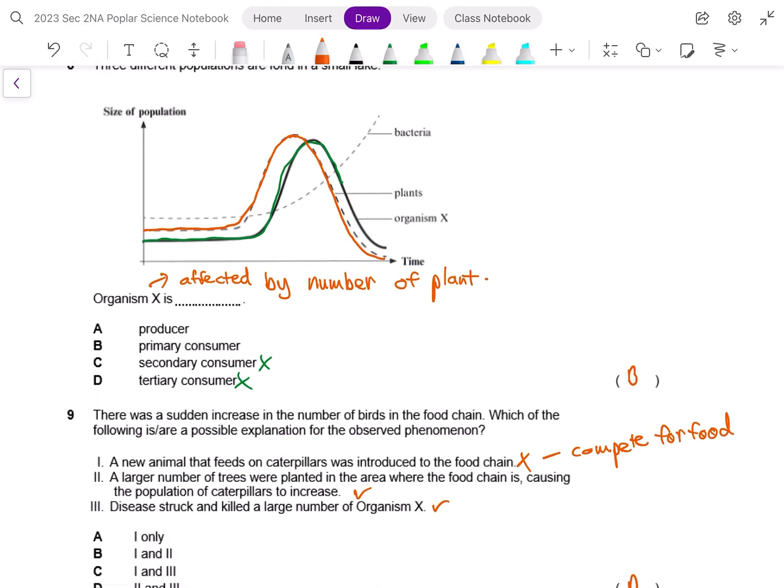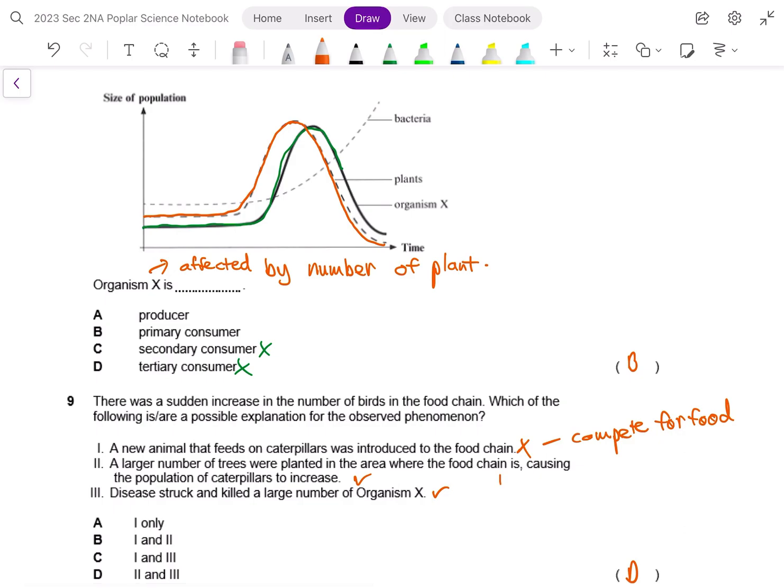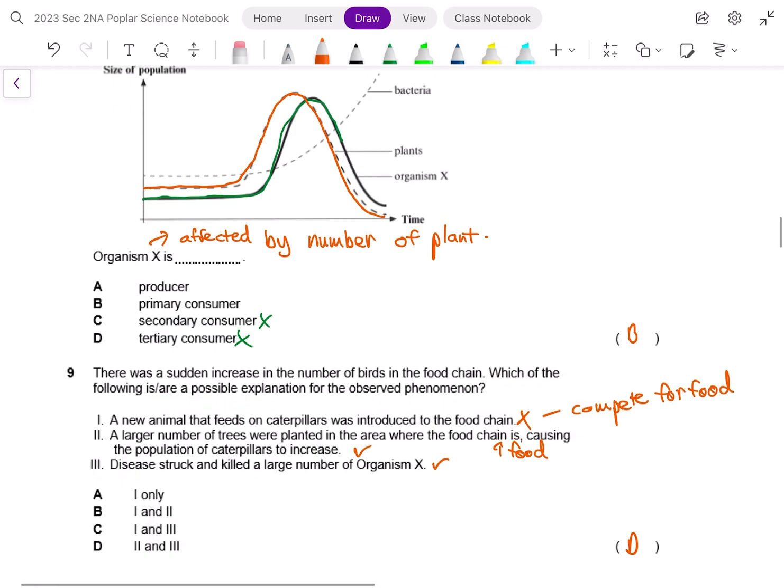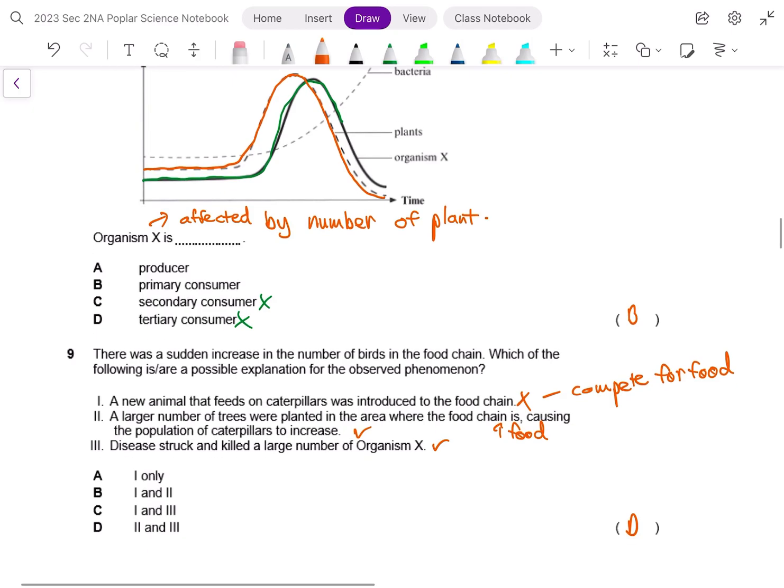Larger number of trees were planted in the area where the food chain is, causing a population increase. Yes, correct, because this one you have more food for the predator of the caterpillar, so definitely increase. Disease struck and killed a number of organism X. Yes, alright, because organism X will consume the bird also, right? Seems like a decomposer. So 2 and 3, so D is the possible one.